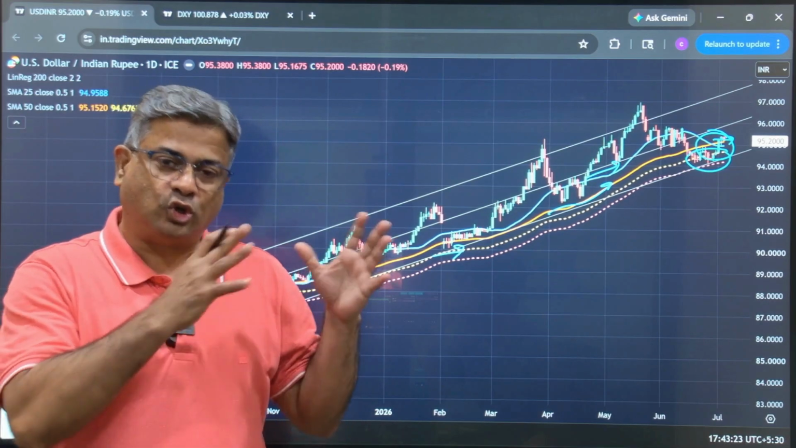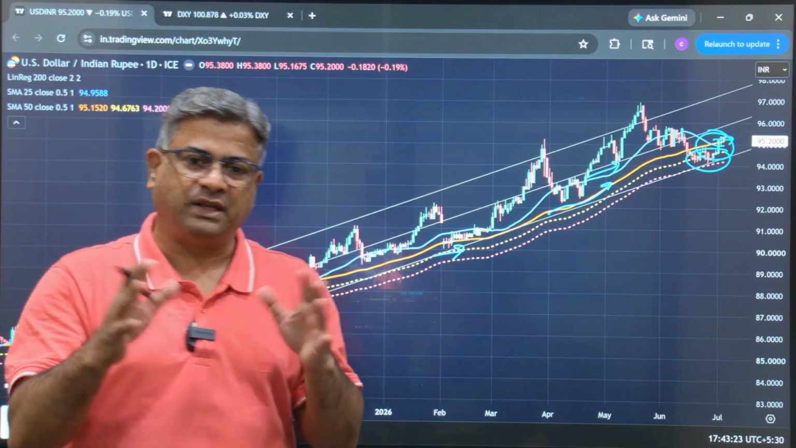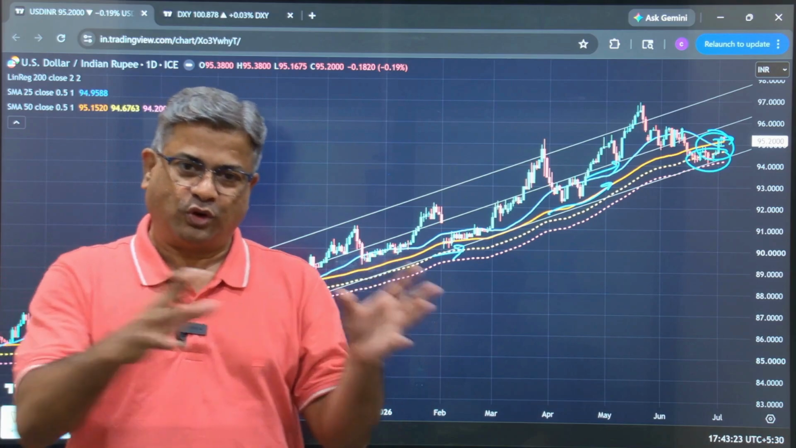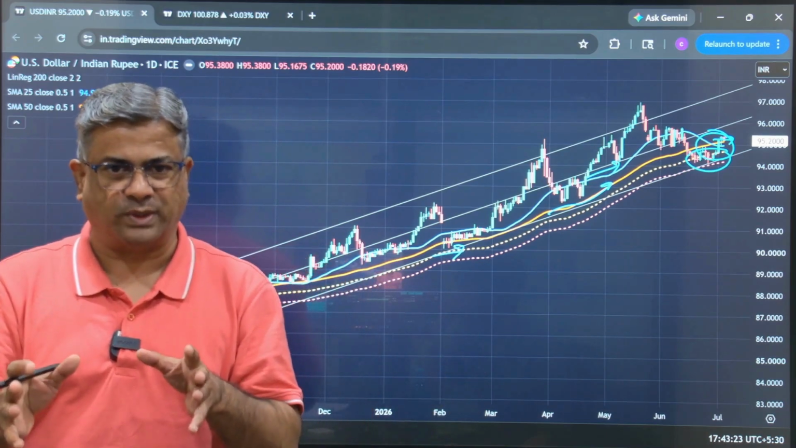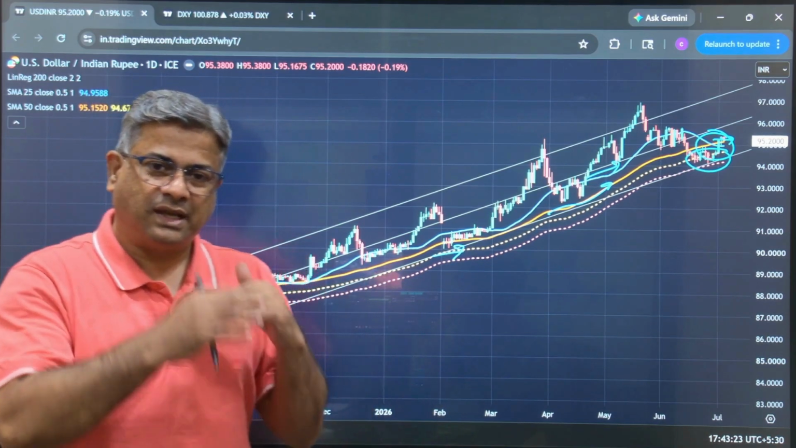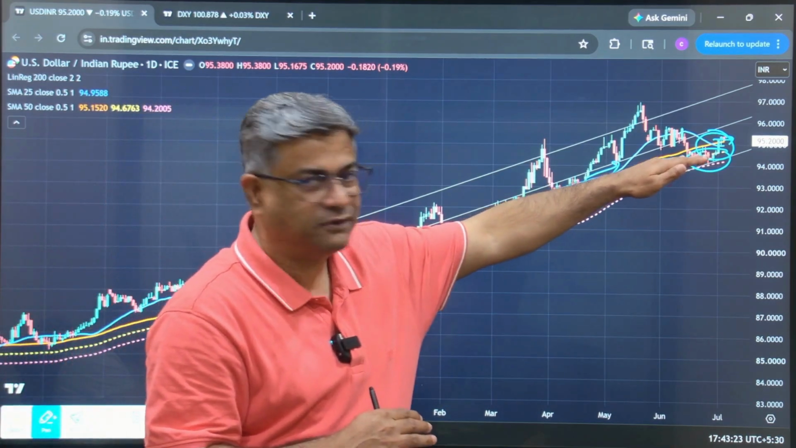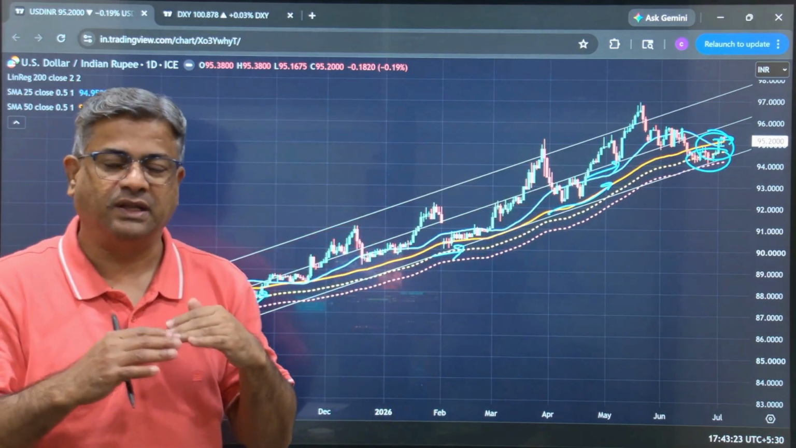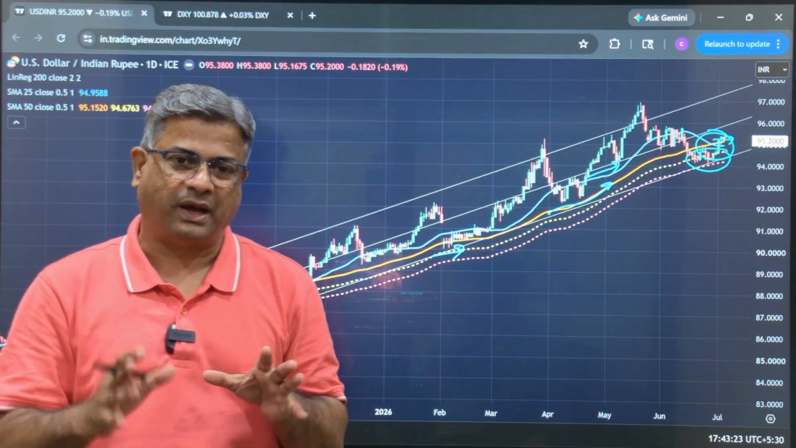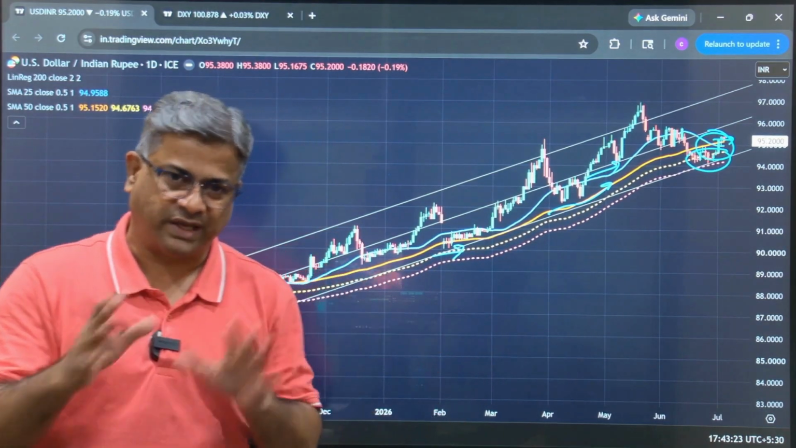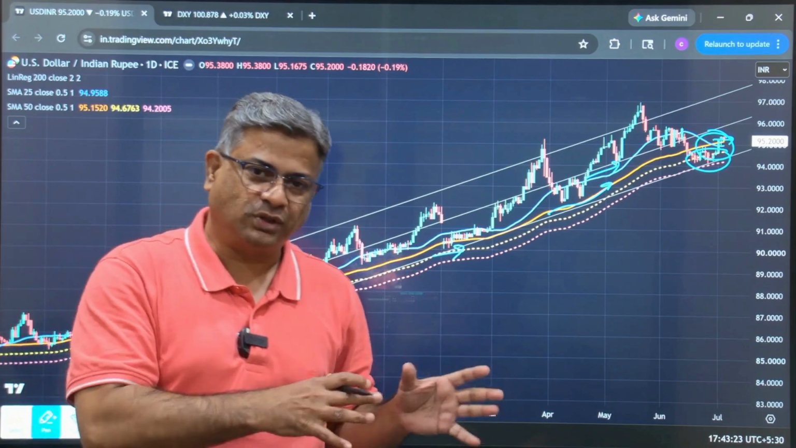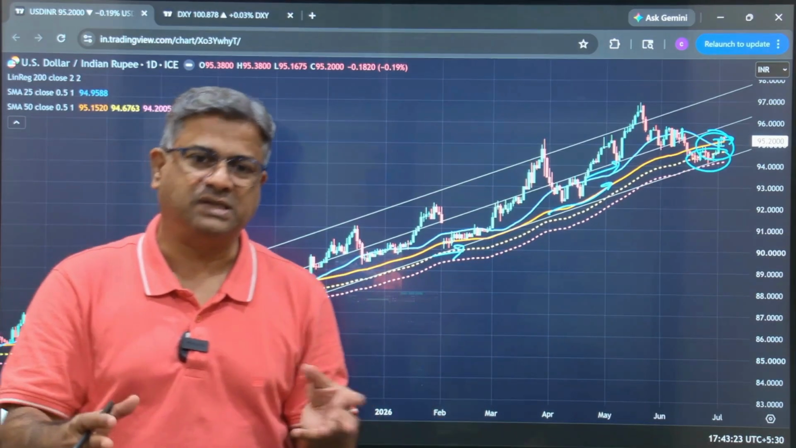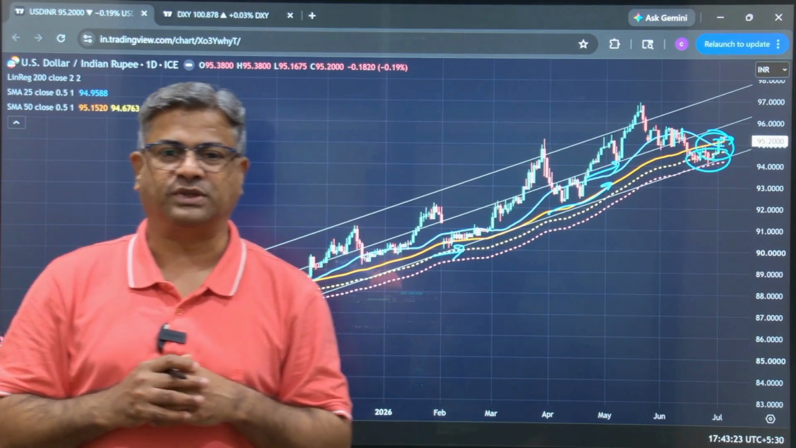So dollar exporters, around 95.50 levels, do more of vanilla options and some forwards. And dollar importers, in that region of 94 and 94.50, are at excellent levels to hedge for dollar imports. Do both: more of forwards and some vanilla options to hedge.